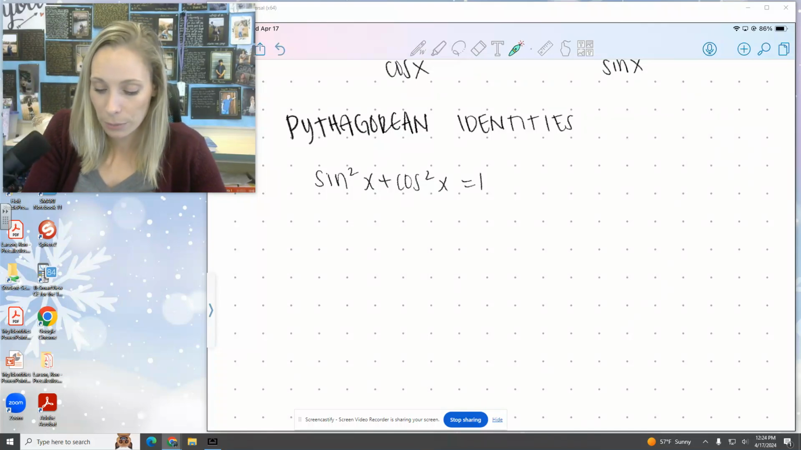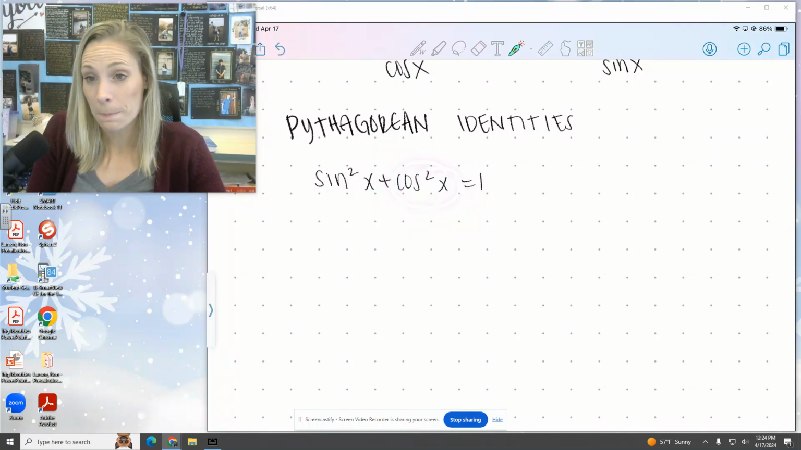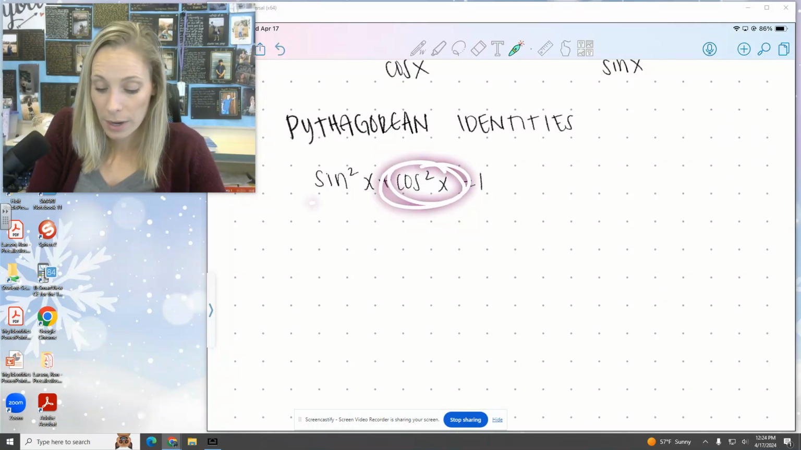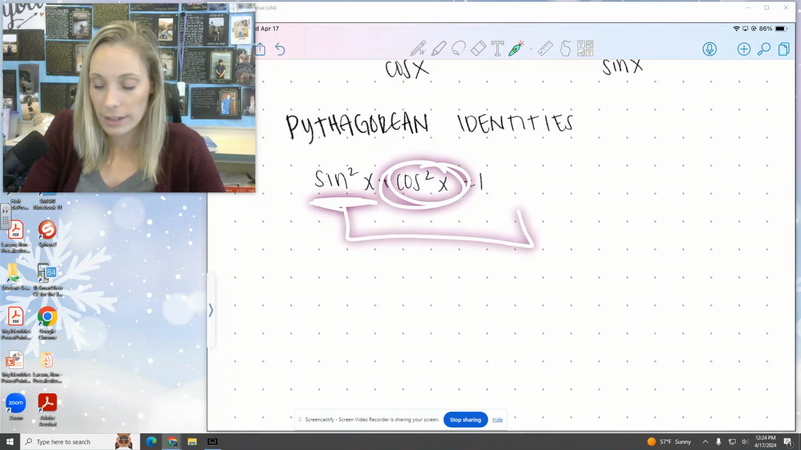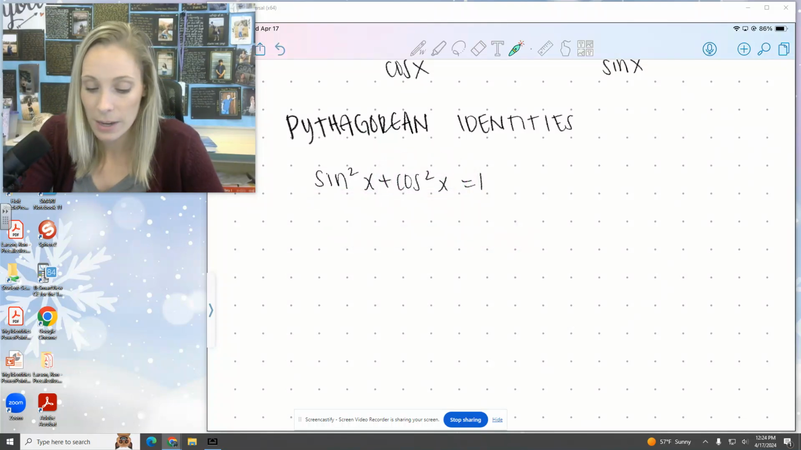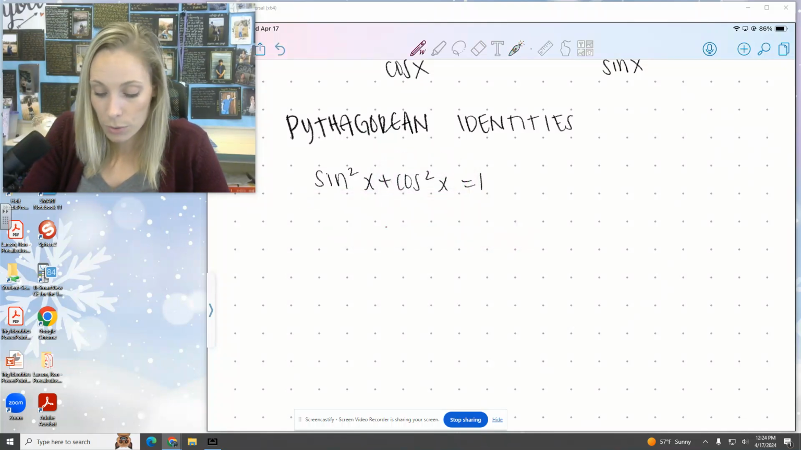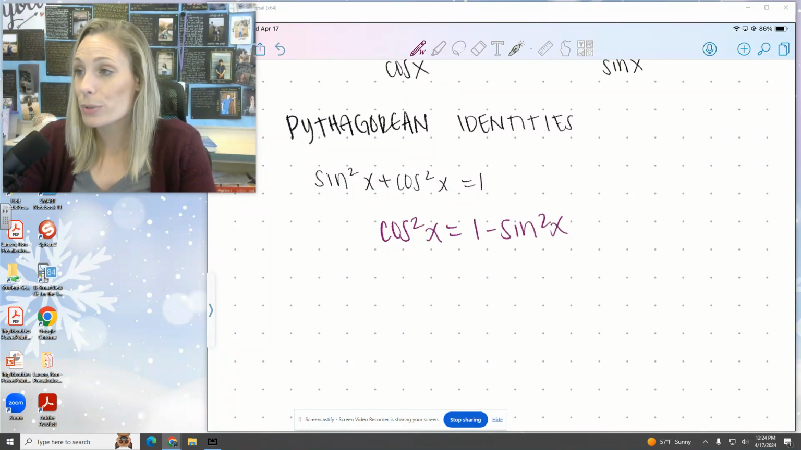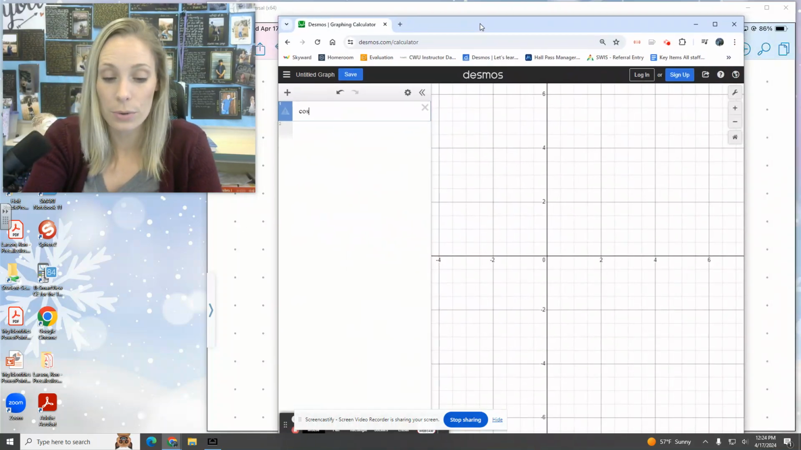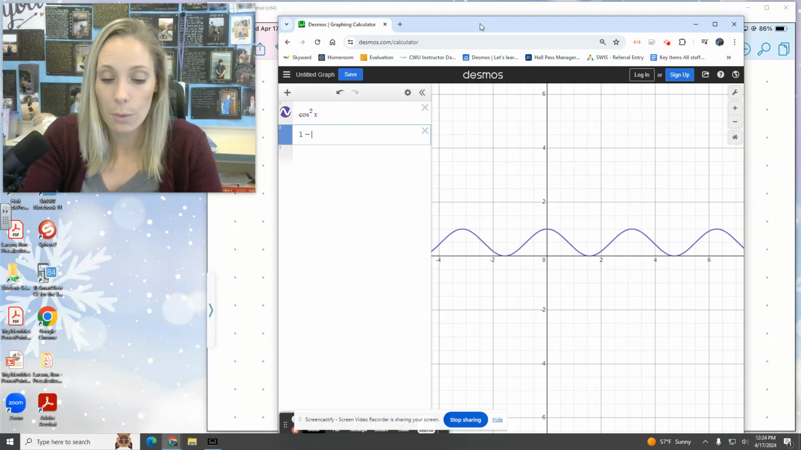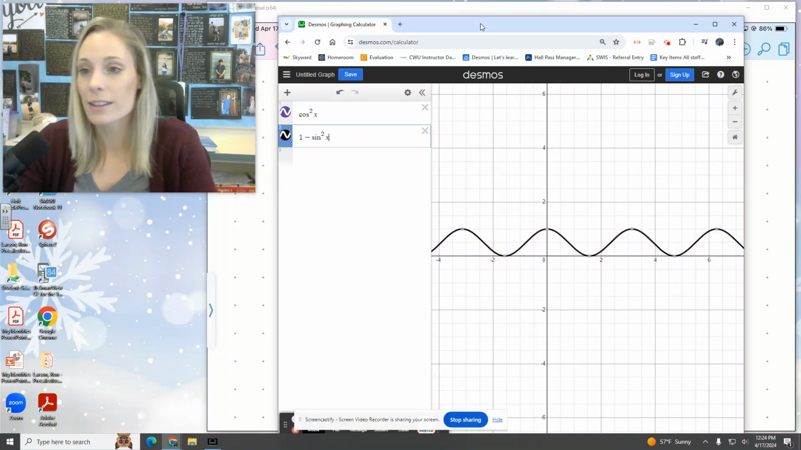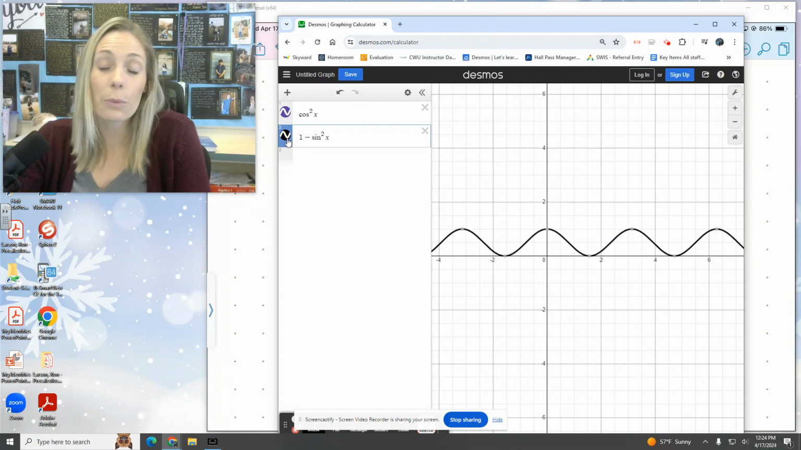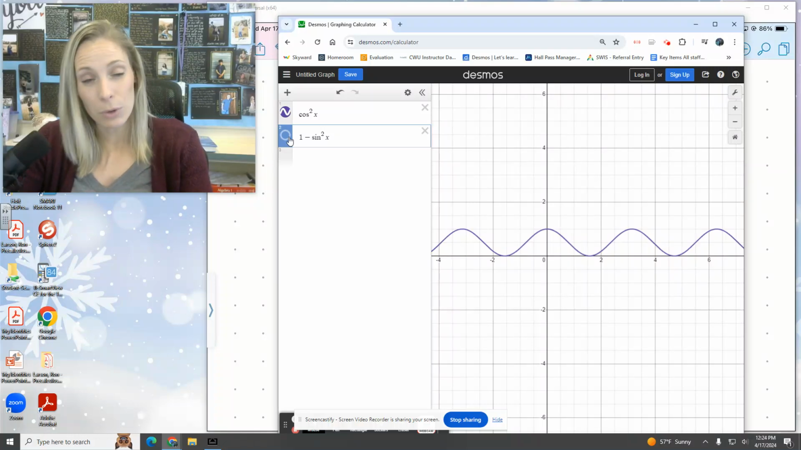So I could rearrange this for cosine squared. If I were to rearrange this for cosine squared, all I would have to do is subtract that sine squared of x. So cosine squared of x is the same thing as 1 minus sine squared of x. And again, you could type those into Desmos to prove that they really are the same thing. So cosine squared of x looks like this. 1 minus sine squared of x looks like that. And what you'll notice is they're exactly the same graph.